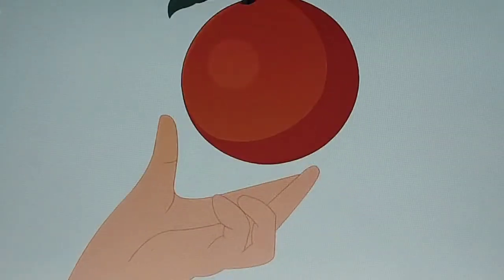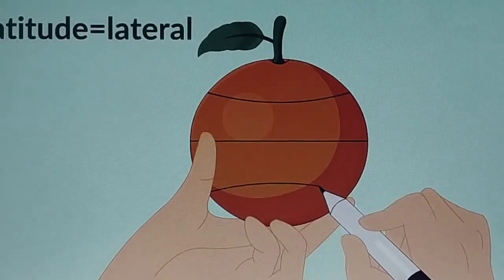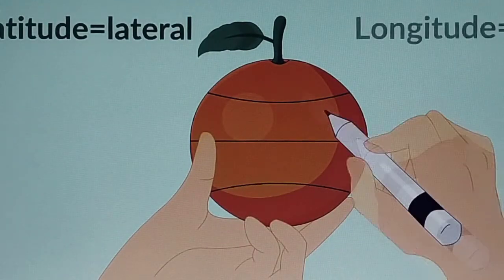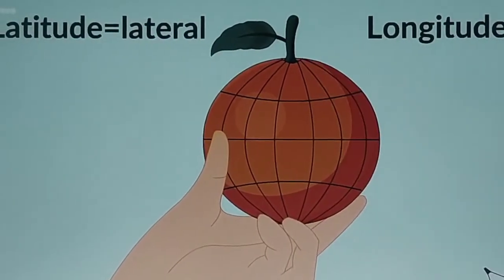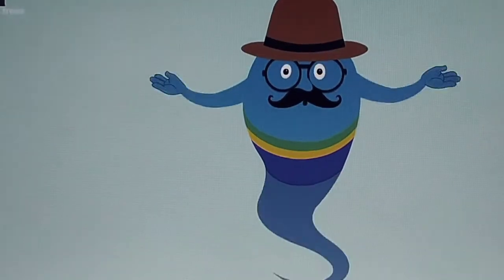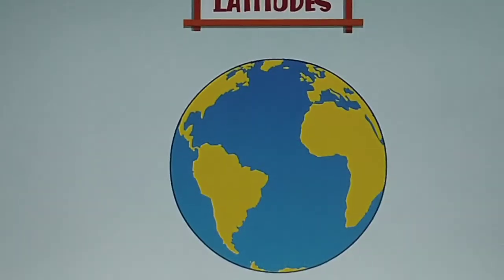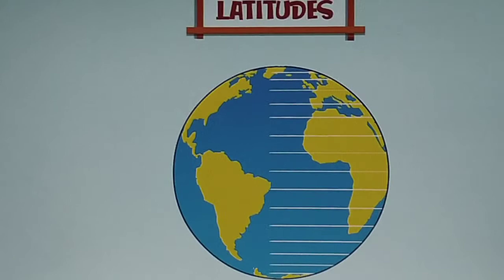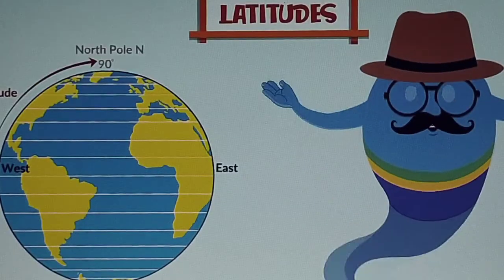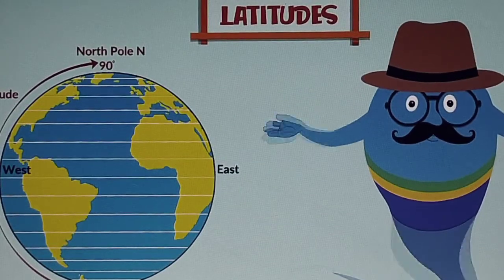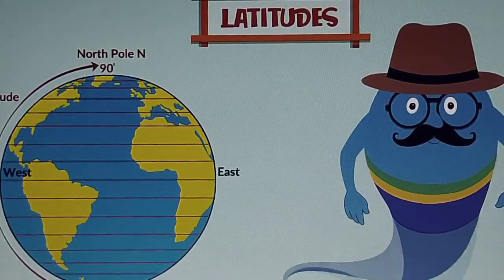An easy way to remember the orientation is that latitudes are lateral, and longitudes are long. Let's learn about them one by one. At first, latitudes. Latitude lines circle the globe in an east-west direction. They measure how far north or south a specific point lies from the equator. They're also known as parallels.